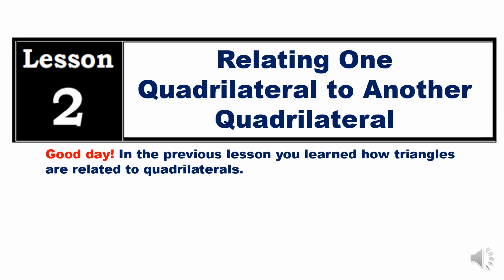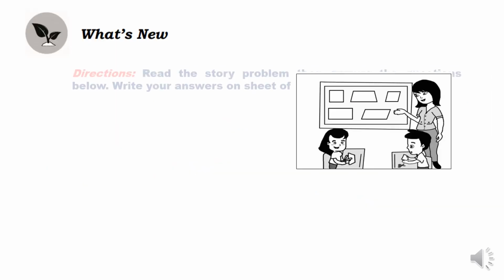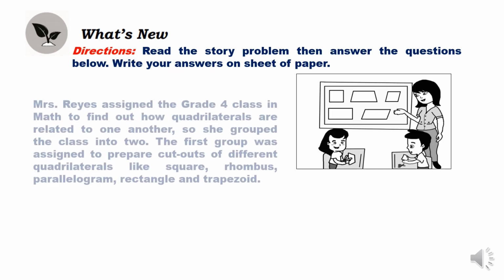In the previous lesson, you learned how triangles are related to quadrilaterals. In this lesson, you will understand how one quadrilateral is related to another quadrilateral. Read the story problem, then answer the questions below. Write your answers on a sheet of paper.